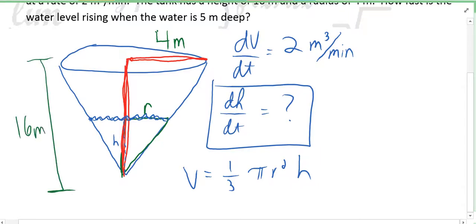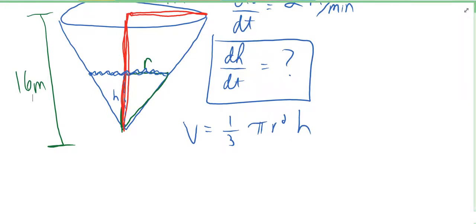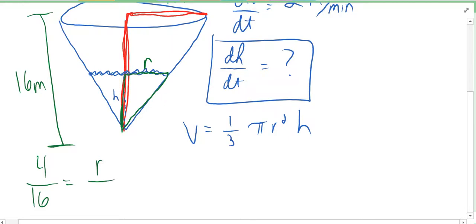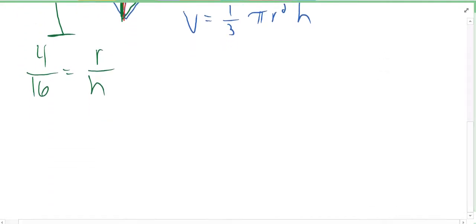So please, you're not going to plug those into your volume equation. That doesn't make any sense. That's not the volume of the water. For the volume of the water, you need the dimensions of the water that's in there. We only use these numbers because that's going to allow us to get our similar triangles. And we know that 4 over 16 has to be the same thing as r over h. And that allows us to solve for r because we want to get rid of it. So r is 1/4 h. Everybody okay with that?